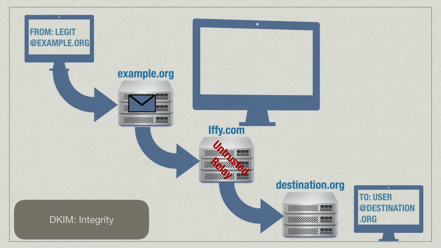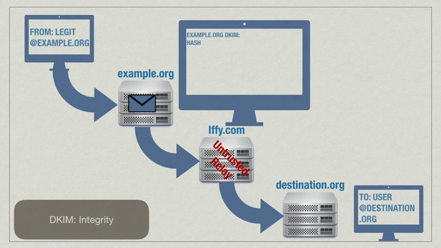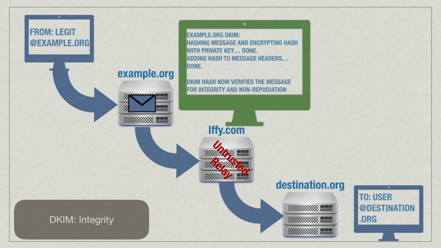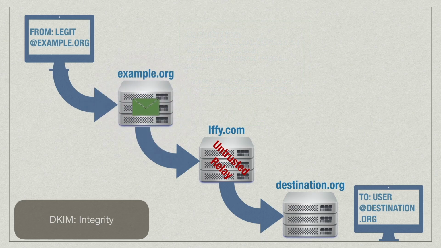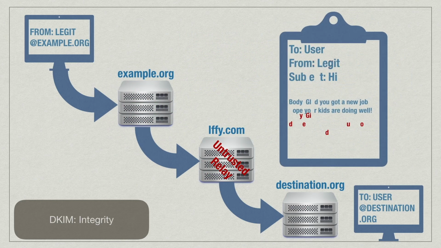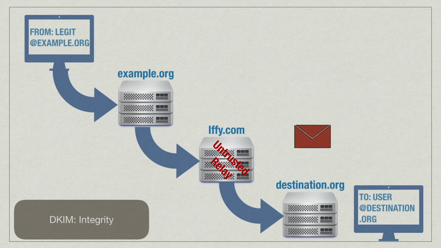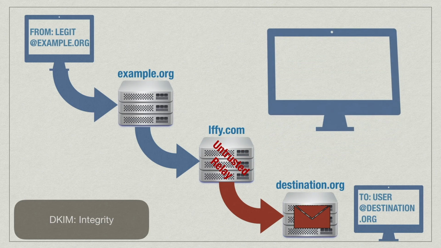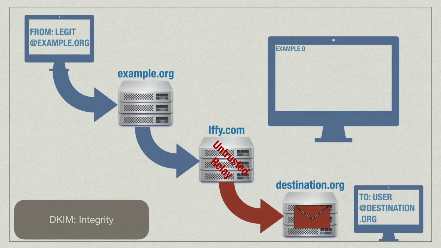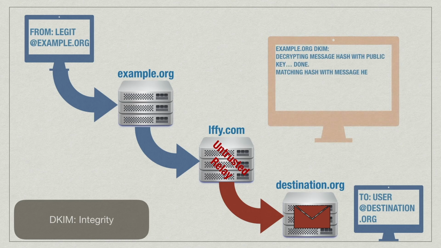DKIM uses a public-private cryptographic key pair to sign the message. The message is hashed and the hash is encrypted with a private key, meaning anyone, in this case destination.org, can decrypt it to verify that example.org encrypted the hash. When destination.org receives the message, it calculates the same hash and then matches it against the decrypted hash. If they don't match, then the message was modified, and the server can throw it out.